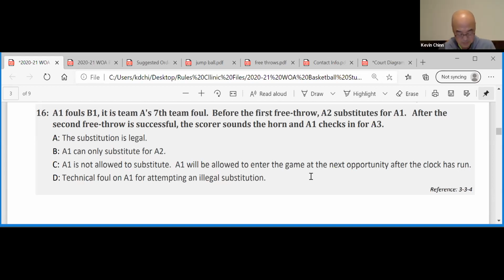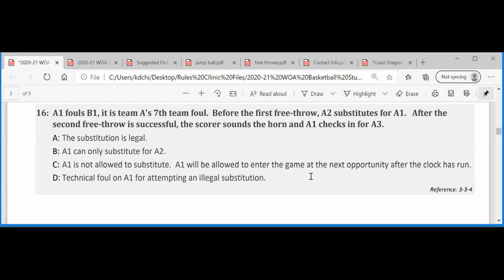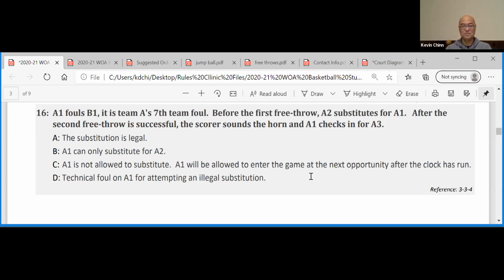Anybody else? Agree. Anybody disagree? It's okay if you disagree. It's more fun that way. So basically, that's correct.